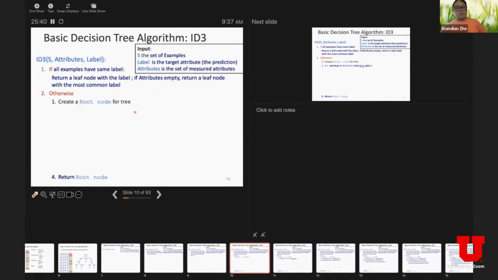we create a root node for the tree. Here, root node means the root node of the current subtree, right? At the beginning, that root node may represent the whole tree. But when we recursively call this algorithm, it just represents the root node of the subtree which we're going to grow, right?